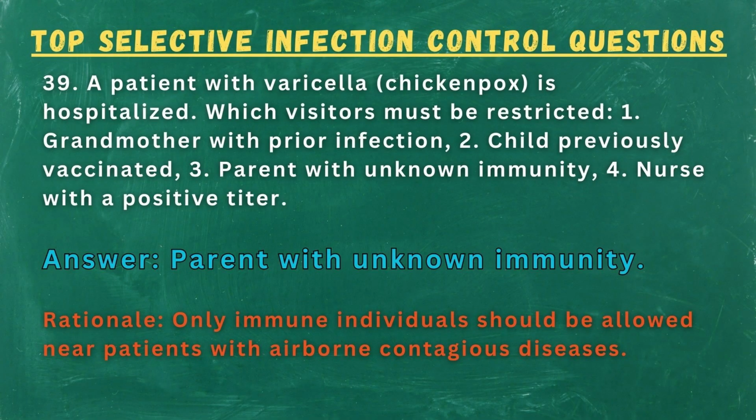39. A patient with varicella, chickenpox, is hospitalized. Which visitors must be restricted? 1. Grandmother with prior infection. 2. Child previously vaccinated. 3. Parent with unknown immunity. 4. Nurse with a positive titer. Answer: Parent with unknown immunity. Rationale: Only immune individuals should be allowed near patients with airborne contagious diseases.